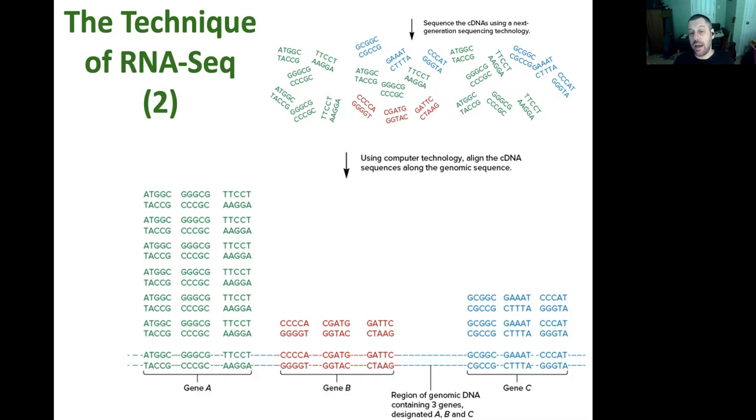What you can see here is that we have gene A, which is green, gene B, which is red, and gene C, which is blue. Those two dotted lines along the bottom represent the sequence of those genes in the genome. When we align all the sequences that we just sequenced, we can see there are way more green sequences present than red ones, for example. That tells us there were way more green transcripts than red transcripts. So the green gene, gene A, was being expressed at a higher level than the red gene, gene B.